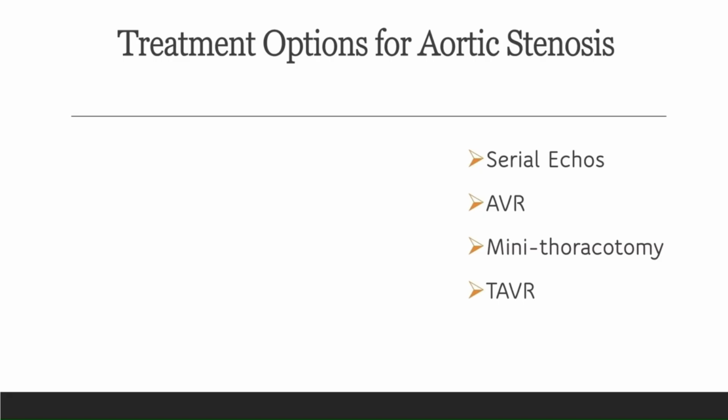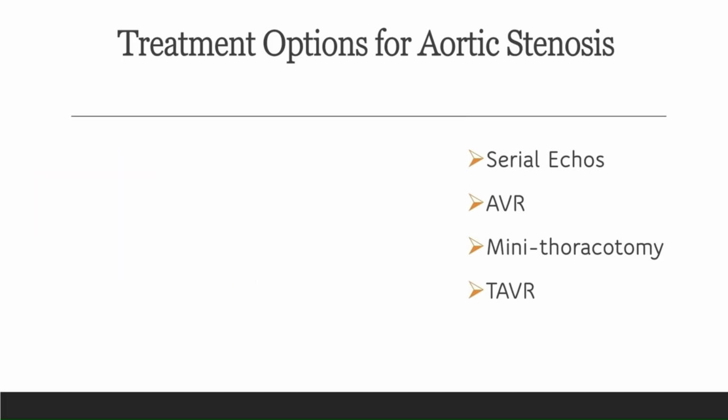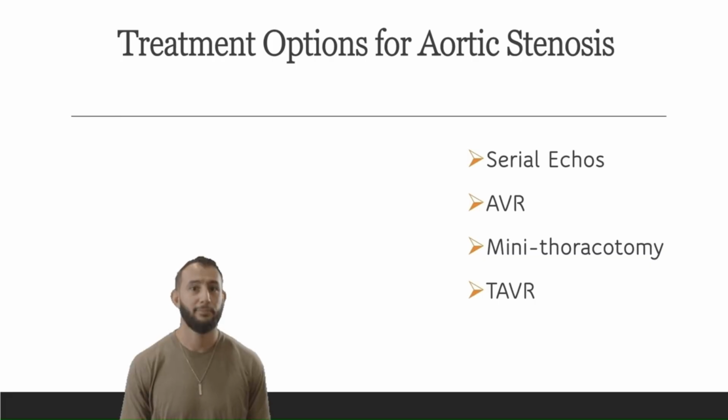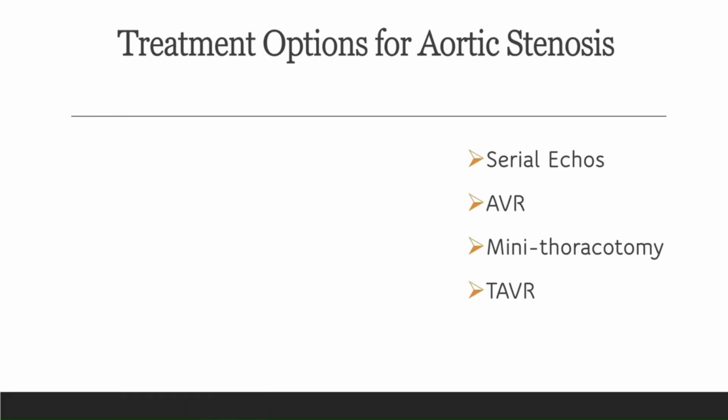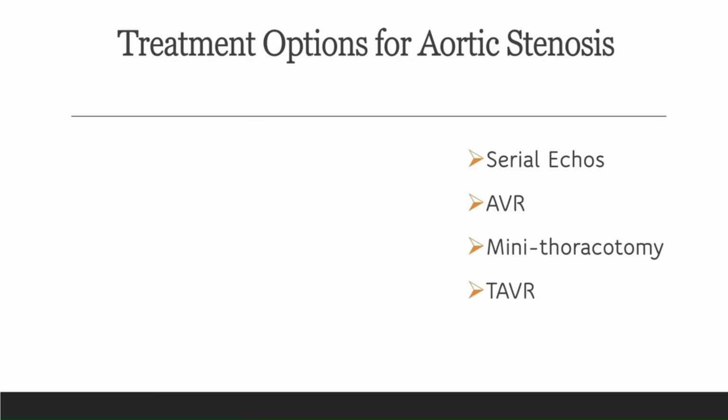Another thing they may do is a mini thoracotomy. This is a less invasive type of heart surgery that uses a small incision between the ribs instead of opening the entire breastbone. This approach is usually good for the patient because it results in less pain, faster healing, and quicker recovery, and it can be used for valve repair or valve replacement.